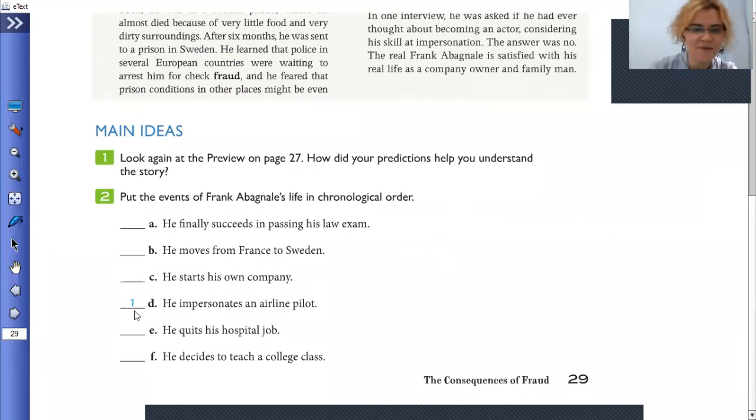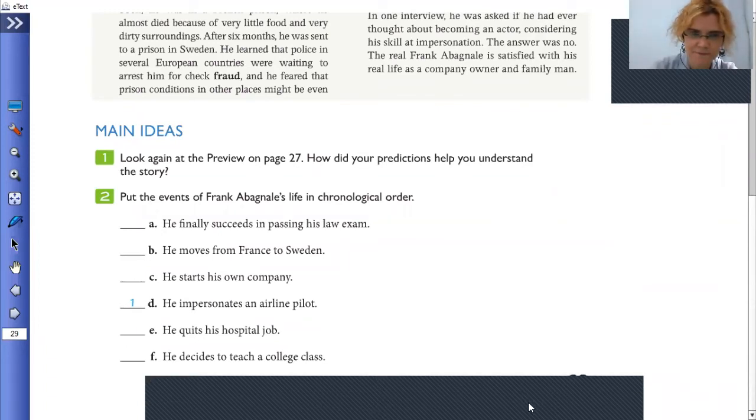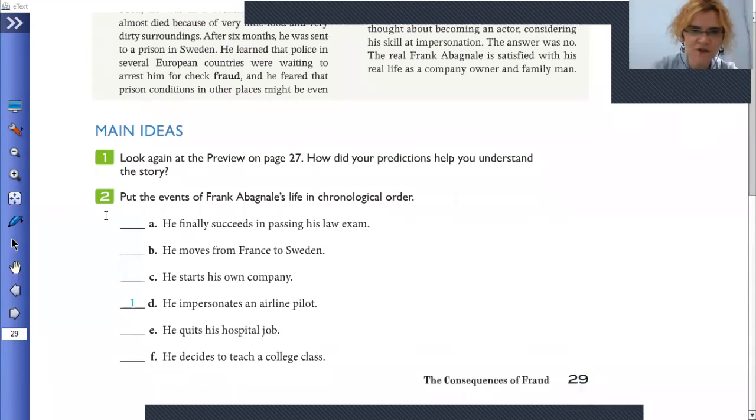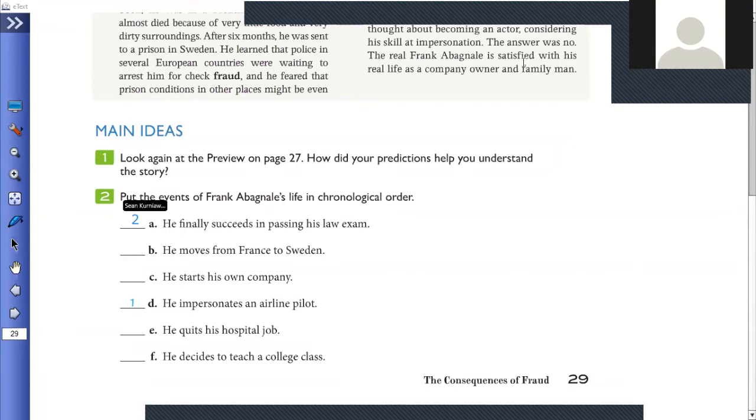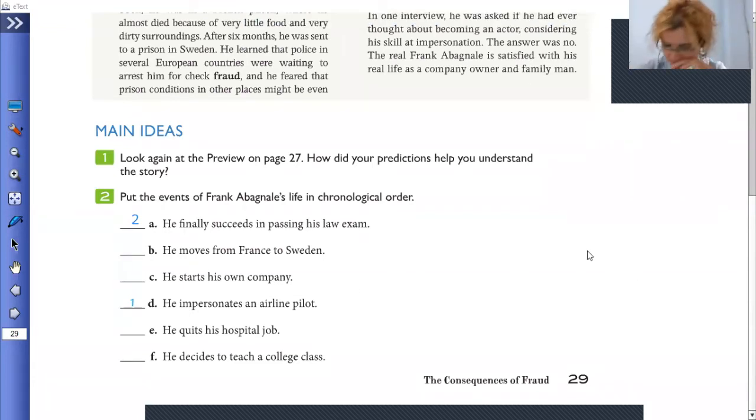Budi, can you tell me what the order is of this? Miss, can you repeat the question? Yeah, can you tell me what the order is of this? What's number 2? So one is he impersonates airline pilot, and then... I don't know, miss. Number 2 is E, not A, but E, because he finally is the last. So he impersonates airline pilot, then he quits his hospital job. Sean, you can put that in here too.